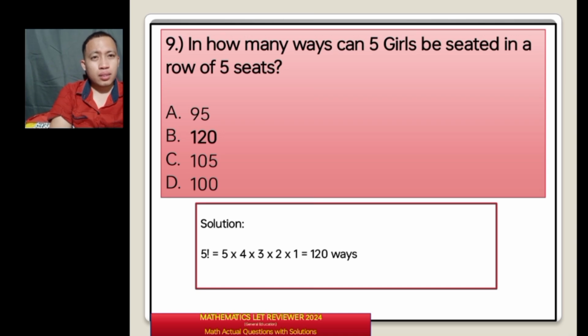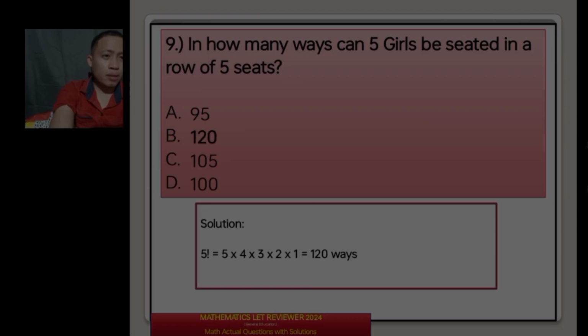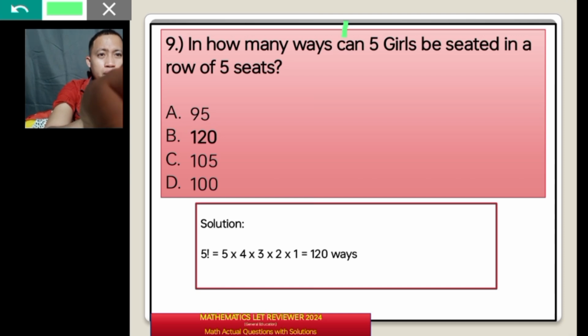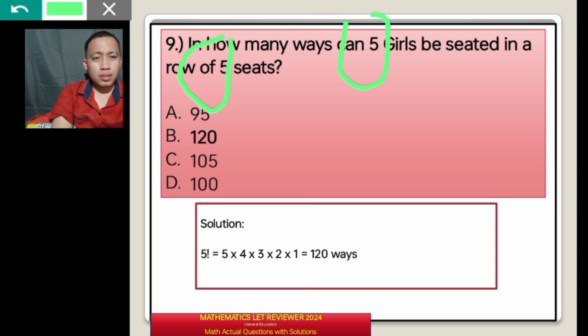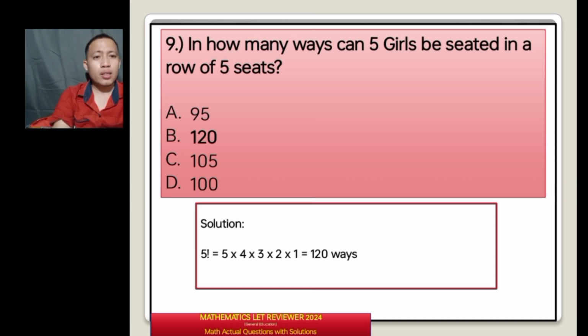Okay, it's all about statistics. In how many ways can 5 girls be seated in a row of 5 seats? Okay? The question is, what is the common number of the given problem? We have 5. Because we have 5 girls and 5 seats. All you have to do is write 5 factorial. So, paano basahin yung ganitong symbol? That is known as factorial. 5 factorial, equivalent lang yan sa 5 times 4 times 3 times 2 times 1. Then, that is equals to 120 ways.